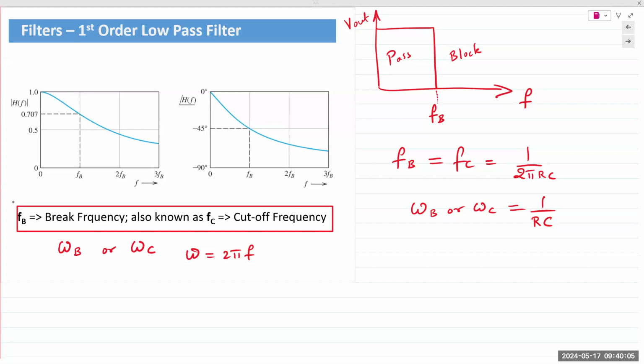All values below the break frequency will be allowed to pass. All values above will be blocked because it is working as a low pass filter.